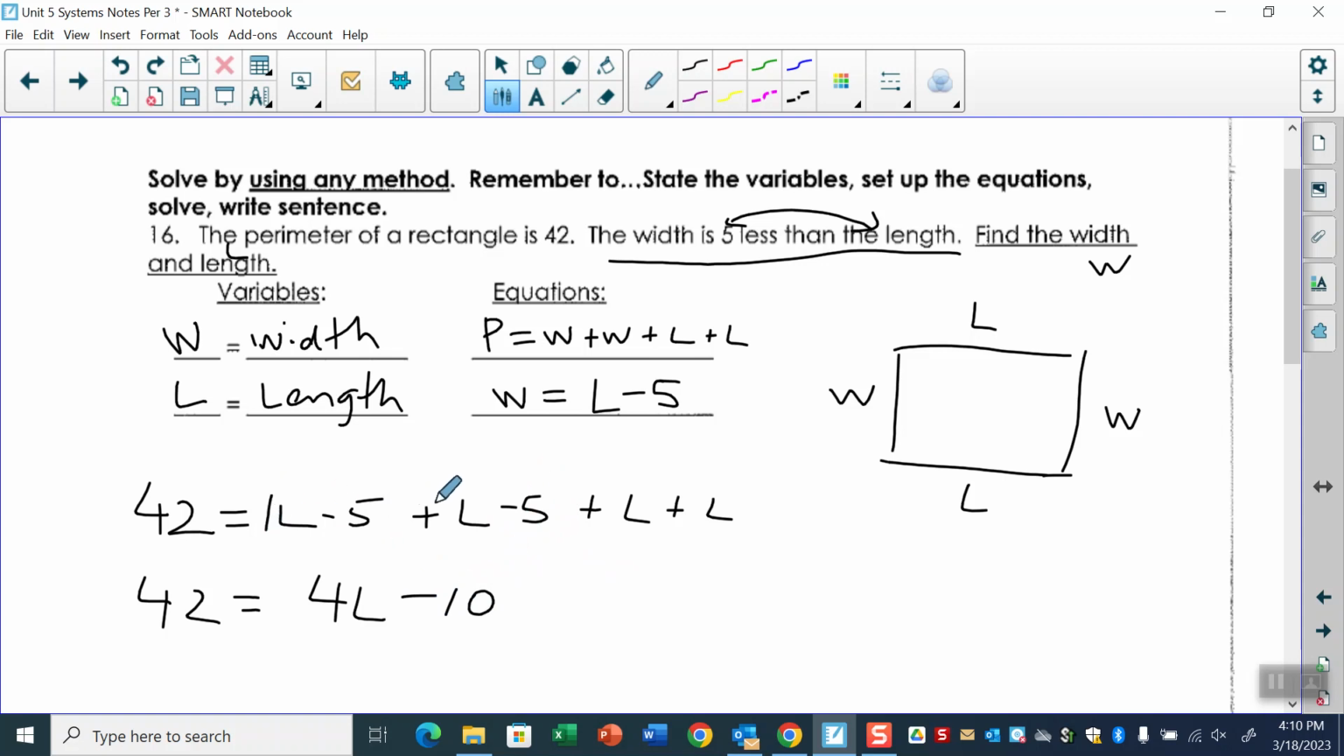Okay, right? Because that's 1, 2, 3, 4, right? If you just have an L, there's a 1 in front of it. 1 plus 1 plus 1 plus 1 is 4. And then you have the minus 5 and the minus 5 is my minus 10. Okay. And here it says the perimeter is 42. So perimeter equals 42. Okay. And then now I can solve this.